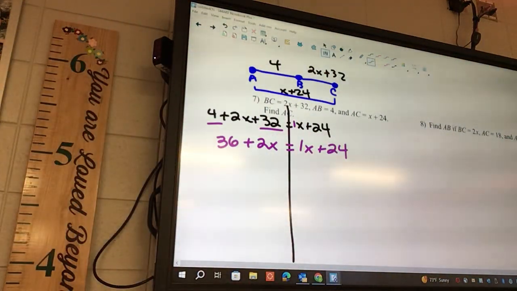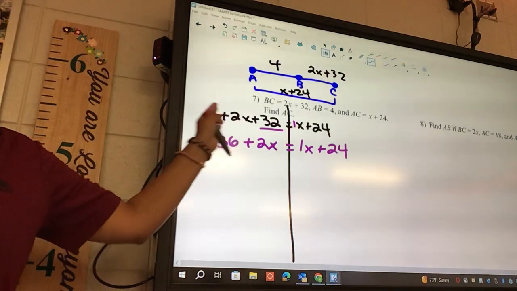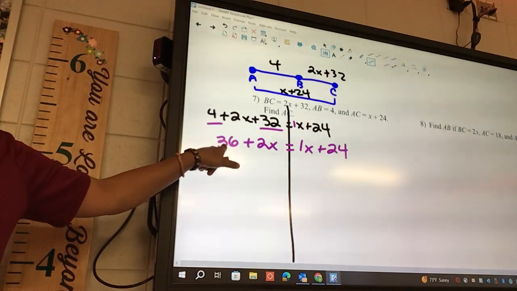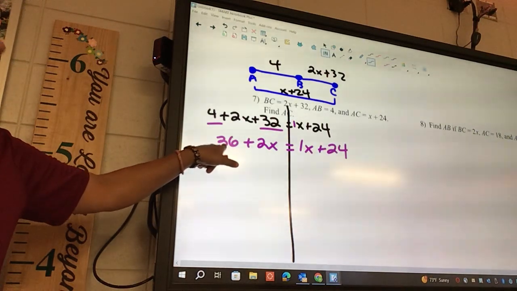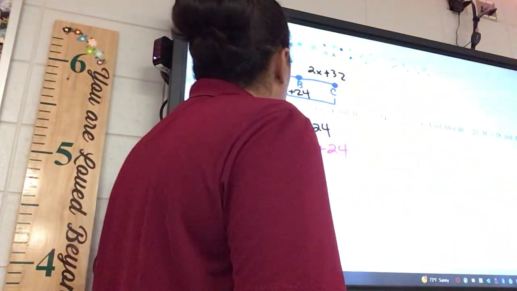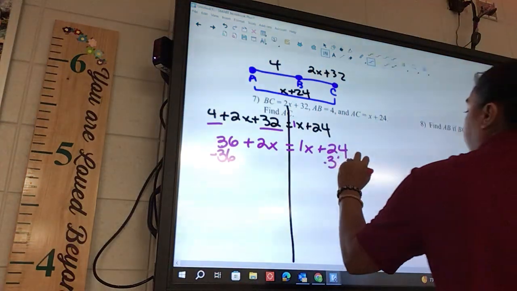Okay, we're going to move our letters to the left and the numbers to the right. Okay, so, again, start from the left, start reading. Okay, 36. Is that a letter or a number? Number. So where does he go? On the right. So he needs to move. So we're going to say minus 36. And what's that going under? Under the 24.